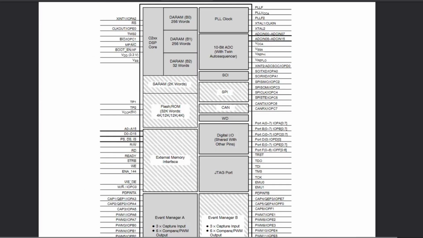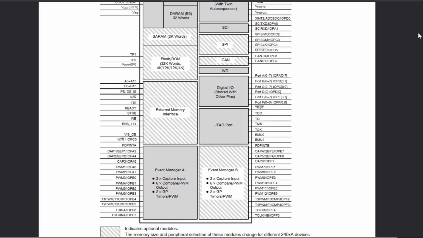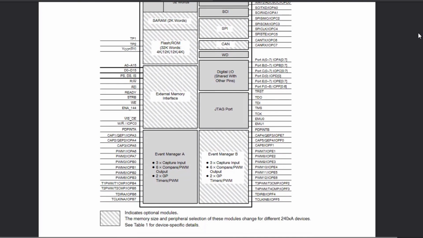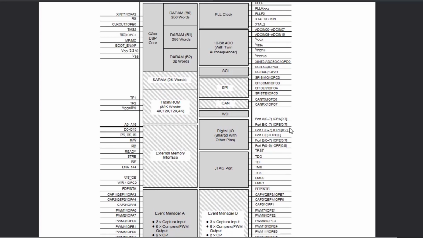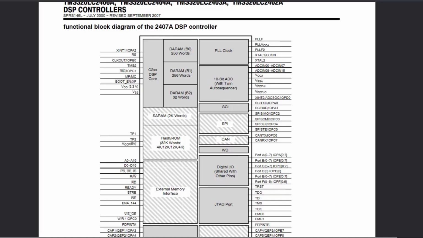The LF2407 combines the powerful CPU with on-chip memory and peripherals. With the DSP core and control-oriented peripherals integrated into a single chip, users can design very compact and cost-effective digital control systems.